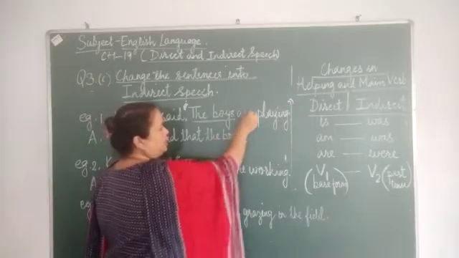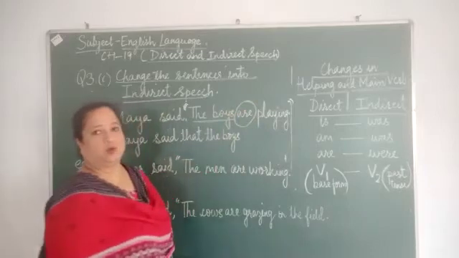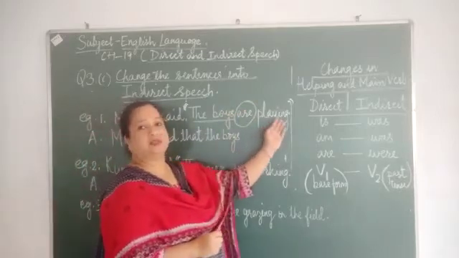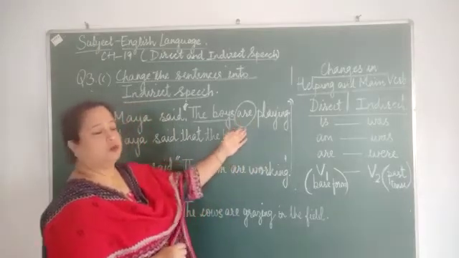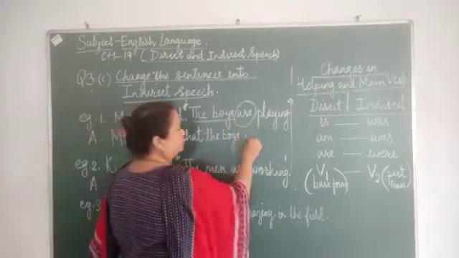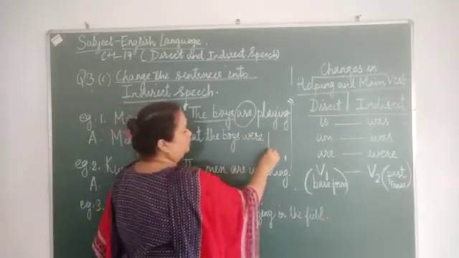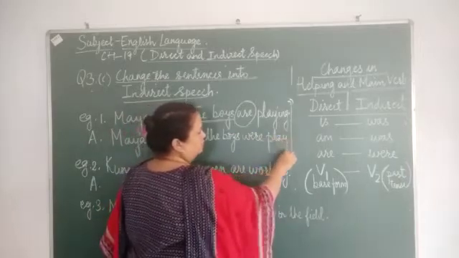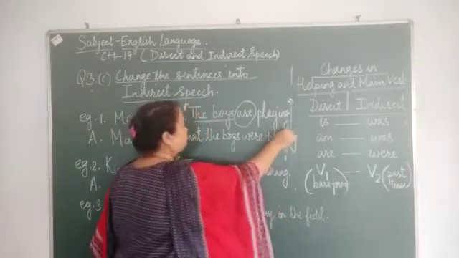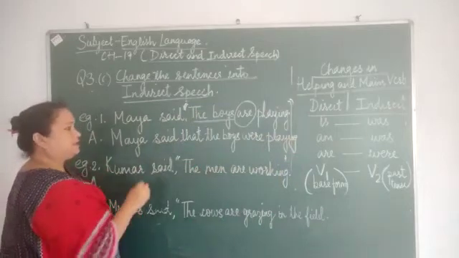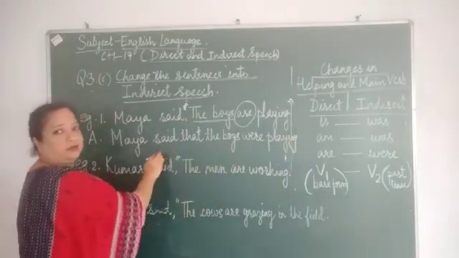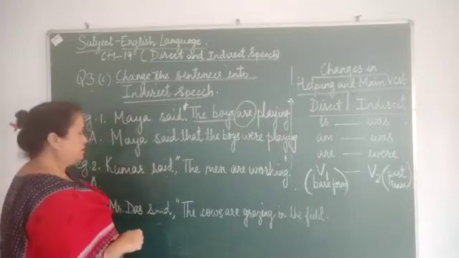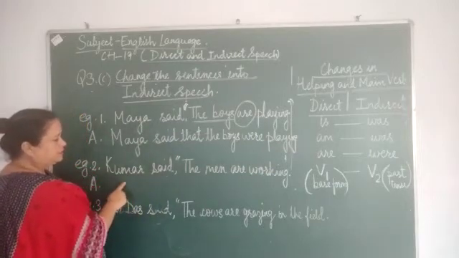Now what's the change? The helping verb. We do not change the verb which is in the continuous form, but we change the helping verb. So "are" will become "were playing". So what's the answer that we got? We got: Maya said that the boys were playing. So this is an example of an indirect sentence. Let us have a look at the next sentence.